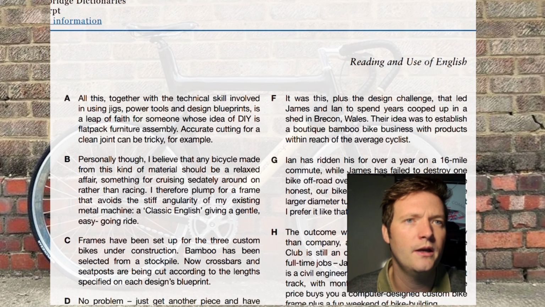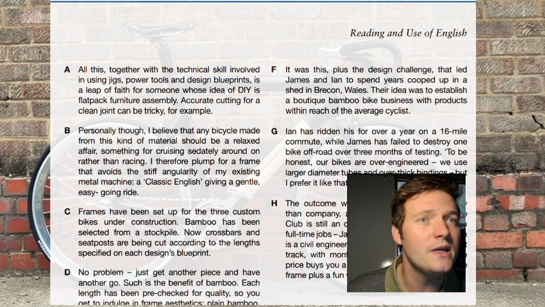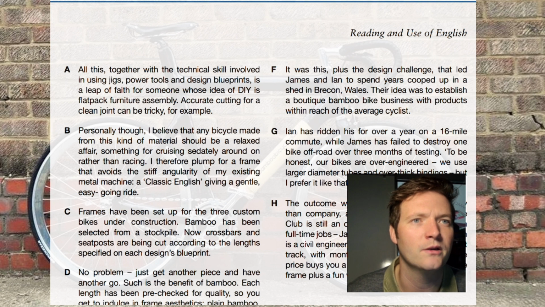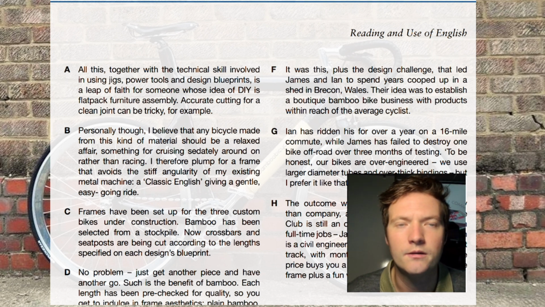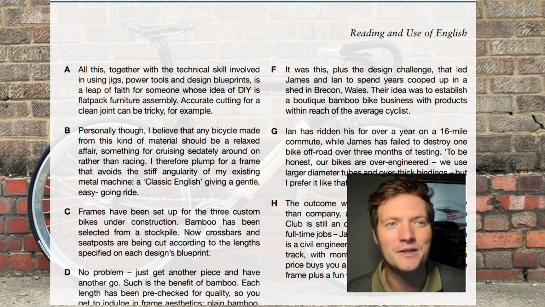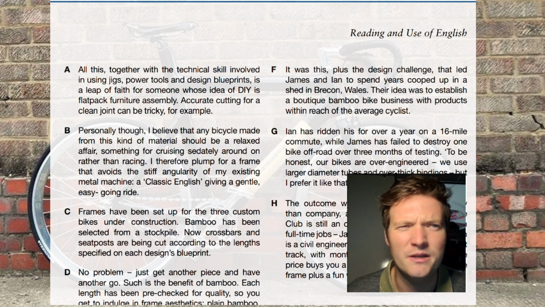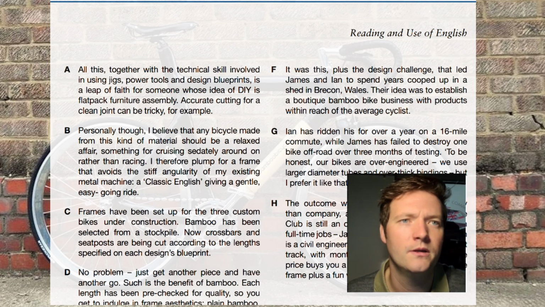Let's have a look at F. In F it says, it was this, plus the design challenge that led James and Ian to spend years cooped up in a shed in Brecon, Wales. Who are James and Ian? I mean, they mentioned them briefly in the subtitle, but this is what made them spend years cooped up in a shed in Brecon? What, that I went to visit the workshop? No, it makes no sense.